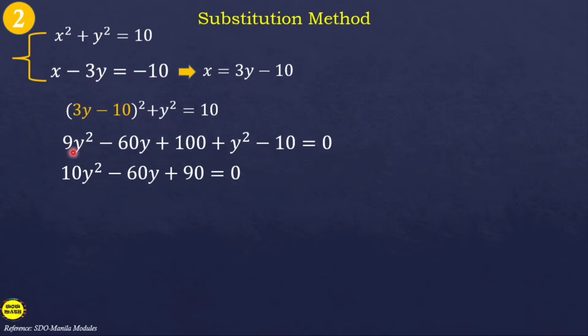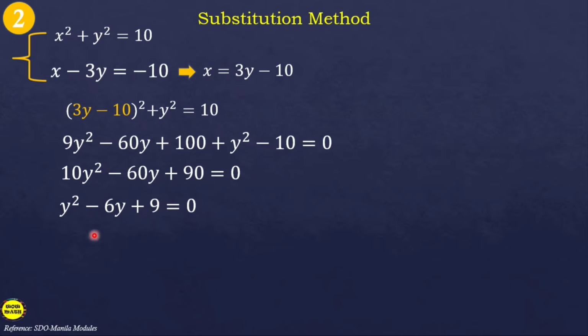And then, combine similar terms, so may pareho, may same dito tayo na y squared, so add natin sila. So that is 10y squared, copy negative 60y, 100 minus 10, that is positive 90. And then, kung mapapansin natin class, itong tatlong terms natin, pwede natin sila i-divide kay 10, di ba? So, pag dinivide natin kay 10, 10y squared divide 10, y squared na lang. Negative 60y divide 10, negative 6y. Positive 90 divide 10, that is positive 9, is equal to 0.